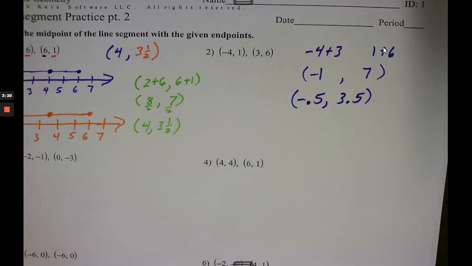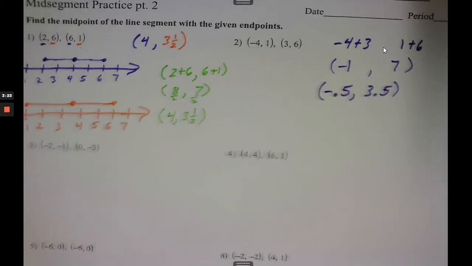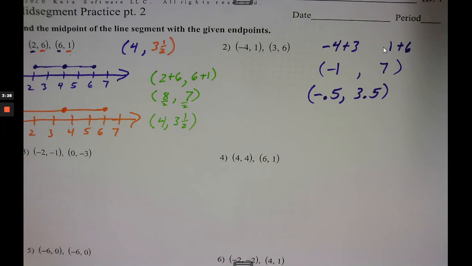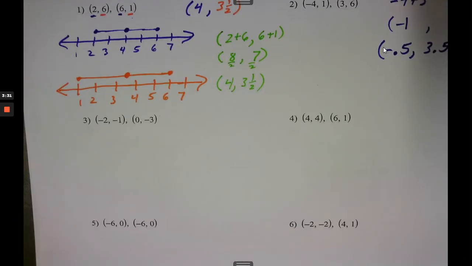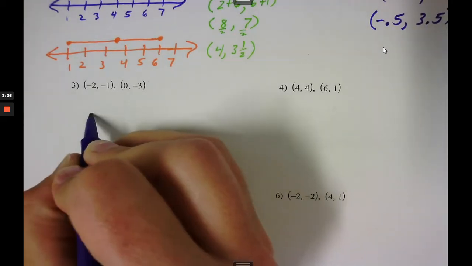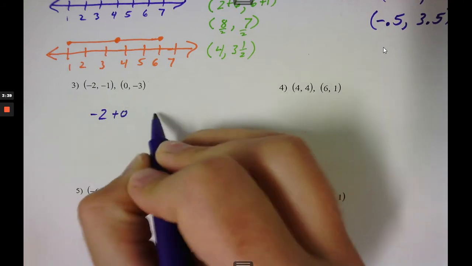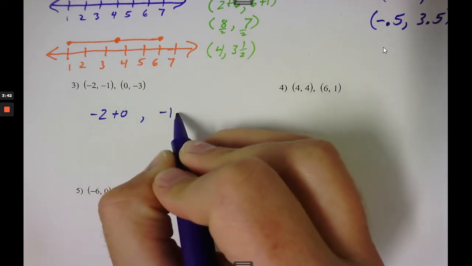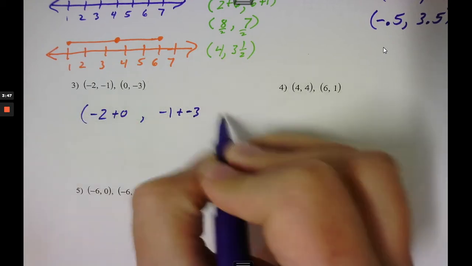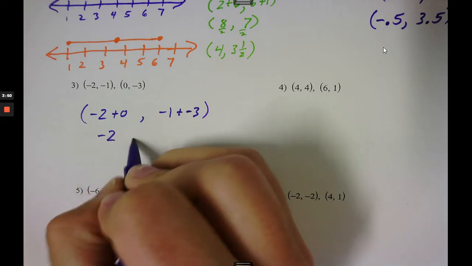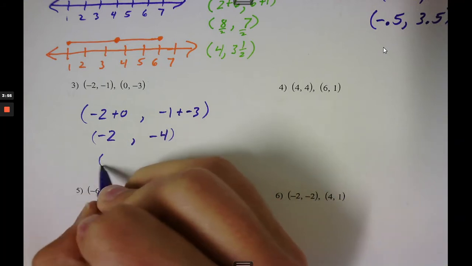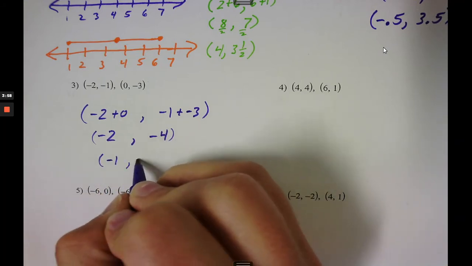And I'm just going to continue that process for each of these. Now, another thing you could do, if you had graph paper, is plot the points that way and find the halfway point. You absolutely could. Here we go. We got negative 2 plus 0, and then negative 1 plus negative 3. So that's negative 2, comma, negative 4. I'm going to take half of those, which means my final answer is (negative 1, negative 2).